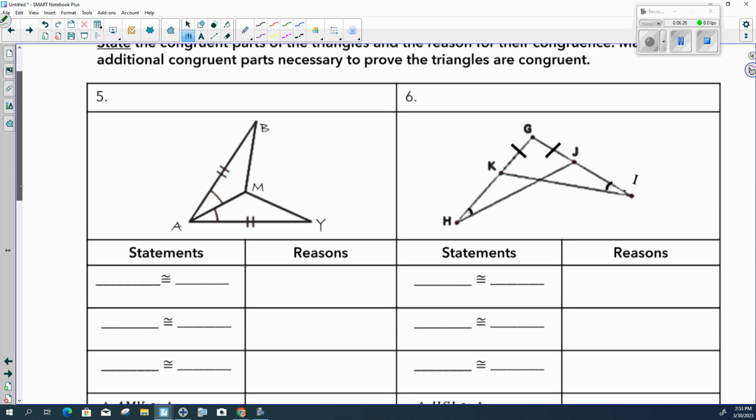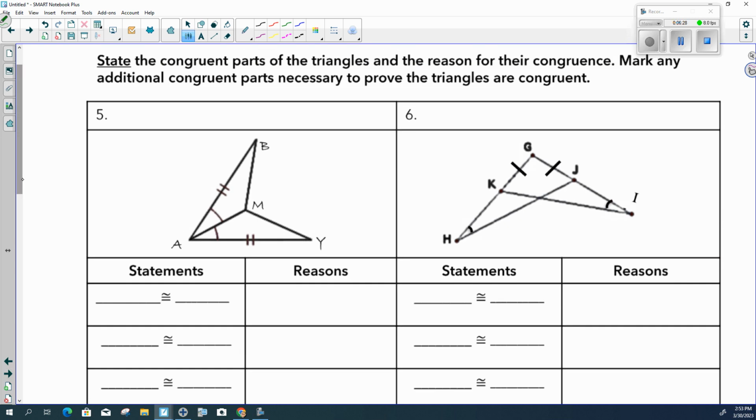Okay, a few more. Again, state the congruent parts of the triangle and the reason for them being congruent. It's given, reflexive, and vertical angles are the 3 we are practicing today.